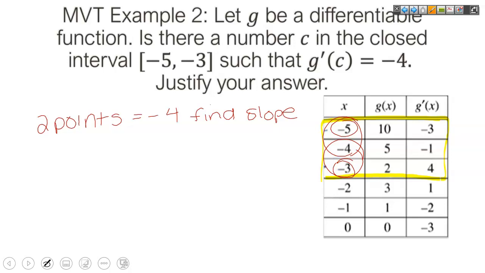So even though the interval is -5 and -3, it doesn't mean that that's what you have to find the slope for. So maybe you start with that though. So maybe you start with g of -5 minus g of -3. Then you do -5 minus -3.